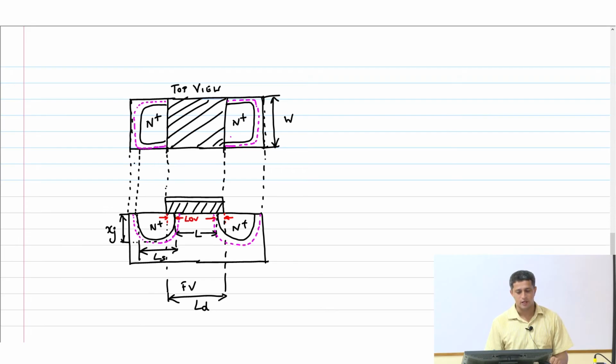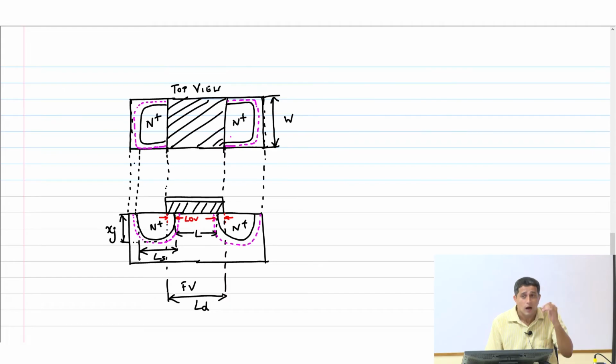Now where is the depletion region on the fourth side? For both drain and source, I have shown the depletion region only on 3 sides. Right, this is like a rectangle. So where is the depletion region on the fourth side?